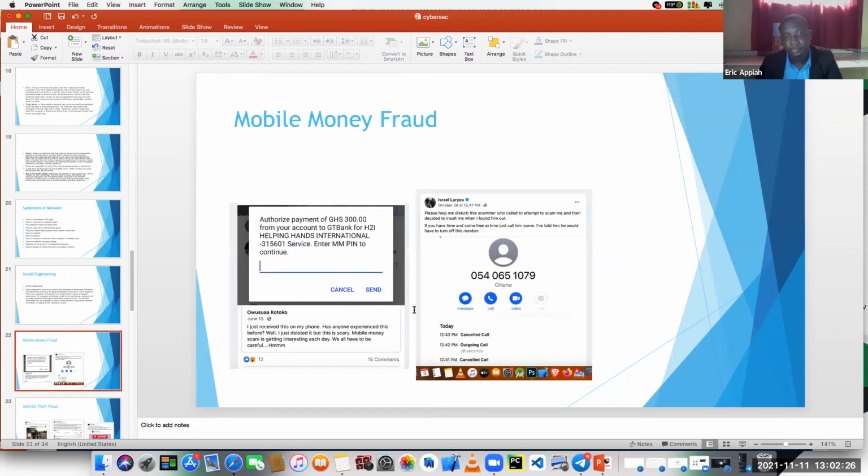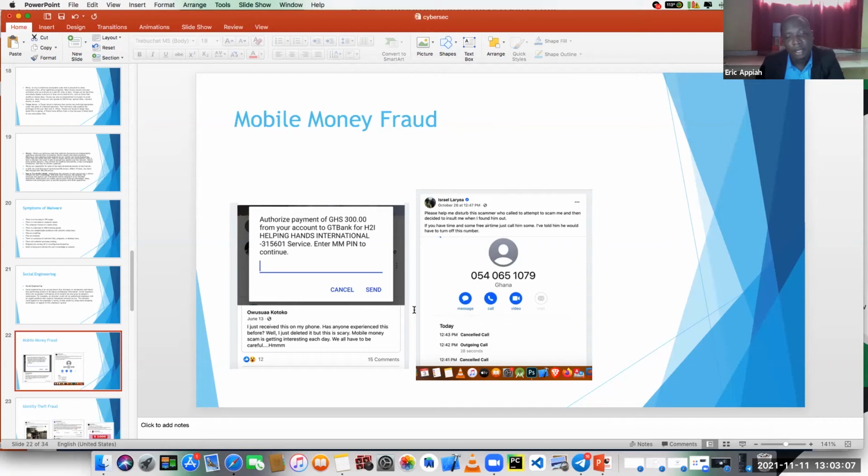So we come to mobile money fraud. Mobile money fraud is very important because it is on the rise and there seems to be a frustration by the telcos, especially MTN. And it is sad because a lot of people are being affected by mobile money fraud, despite the massive education and information that is out there.